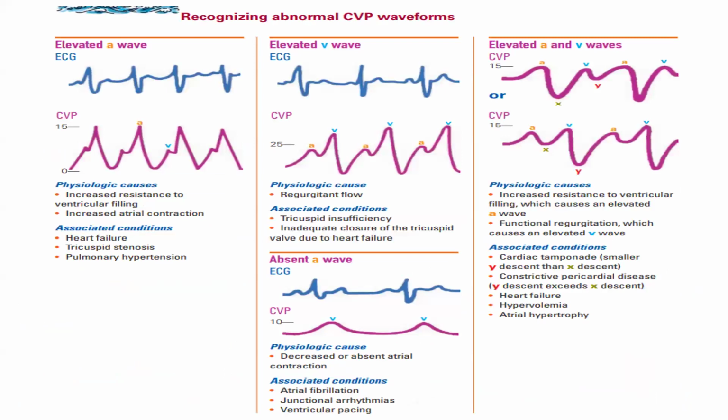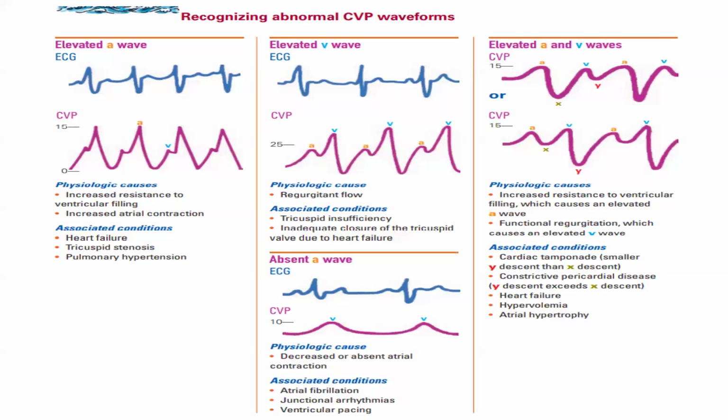So these are the abnormal CVP waveforms. An elevated A wave will be seen with increased resistance to ventricular filling and increased atrial contraction. Associated conditions are tricuspid stenosis and pulmonary hypertension. Then an elevated V wave will be seen in regurgitant flow. The associated conditions are tricuspid insufficiency and inadequate closure of the tricuspid valve. Then an absent waveform will be seen in junctional arrhythmia, ventricular pacing, and atrial fibrillation.